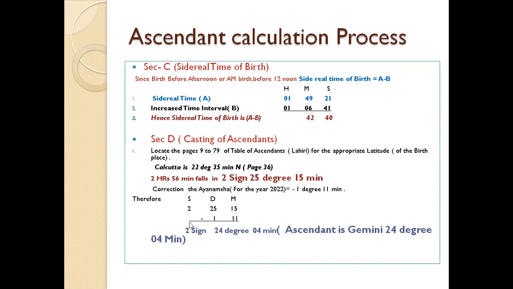Basically, 0 sign means Aries, 1 sign means Taurus, 2 signs means Gemini. One sign is 30 degrees. So 2 signs means 2 into 30, 60 degrees, plus 24 degrees, 84 degrees. Twelve rashis make 360 degrees, so one rashi is 30 degrees. If you divide the 84 degrees by 30, you get 2 signs and something. That means 2 signs are already crossed. So the third sign is what? Gemini. So the ascendant is Gemini, 24 degrees 4 minutes.